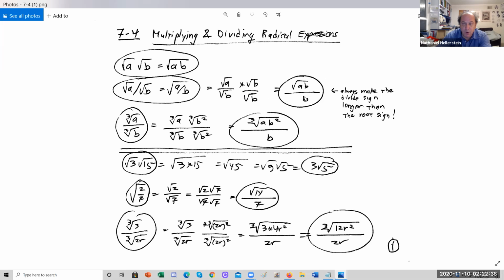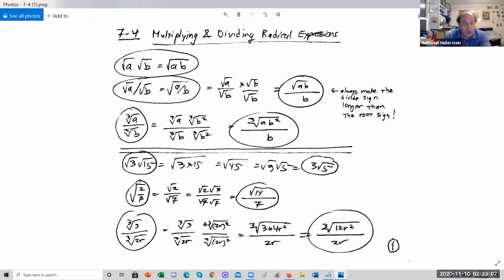It's called rationalizing the denominator. So root of a over b is root ab, all that divided by b. Oh, and by the way, when you write it this way, please make the divide sign longer than the square root sign, so there's no possibility of confusion. As I've said earlier, most of my students' errors are clerical.